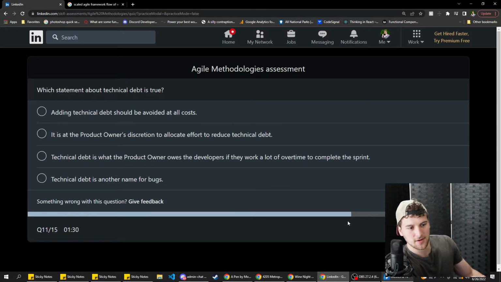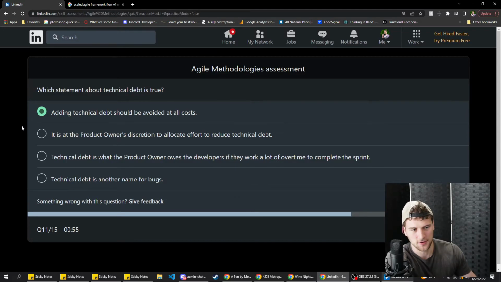All right, 11. Which statement about technical debt is true? Technical debt is what the product owner owes the developers if they work a lot of overtime to complete the sprint. That's funny and not the answer. Technical debt is another name for bugs. It's not exactly it. It is at the product owner's discretion to allocate effort to reduce technical debt. I don't think that's it either. Adding technical debt should be avoided at all costs. Which one of these is it?